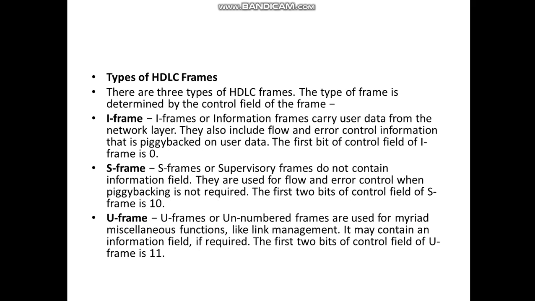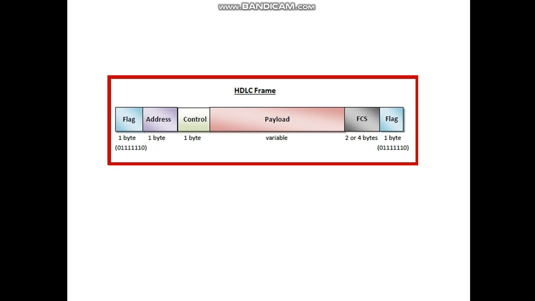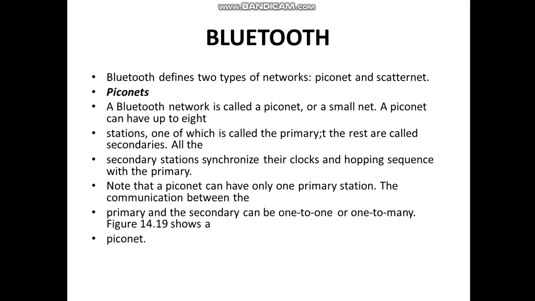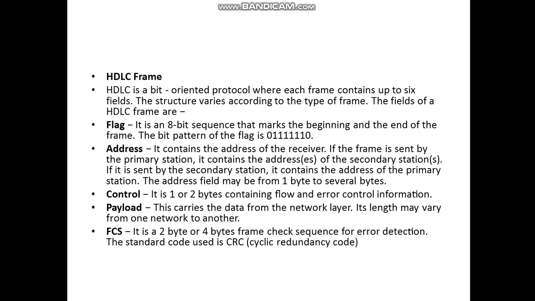Now, every protocol has some format, the frame format basically. So here we have the HDLC frame format. This is how your frame of HDLC, or the data link control protocol HDLC, looks. We have a flag, which is 1 byte, address, 1 byte, control, payload, FCS, and flag. So let's understand what these fields are basically.